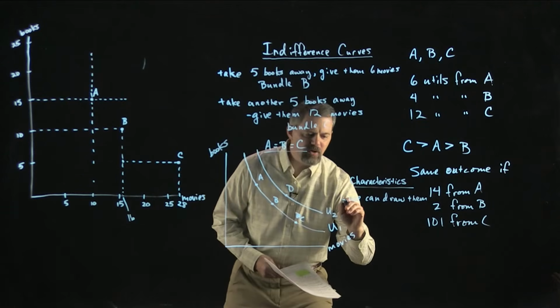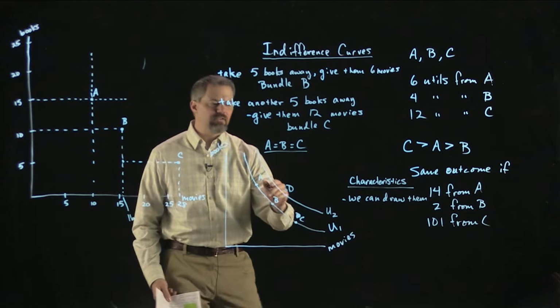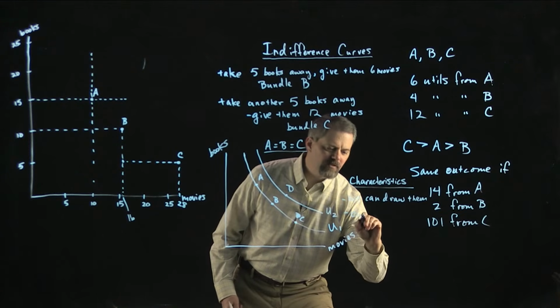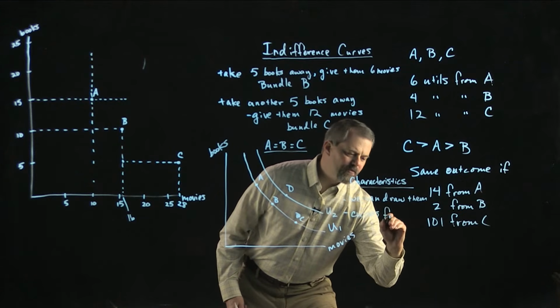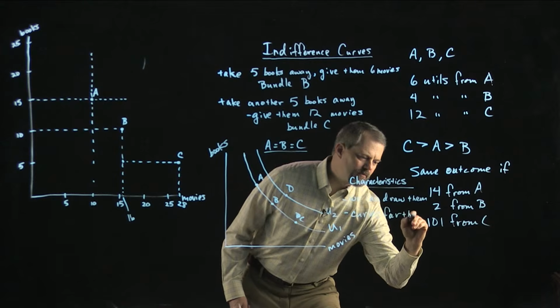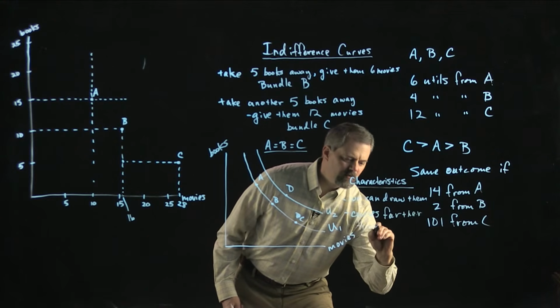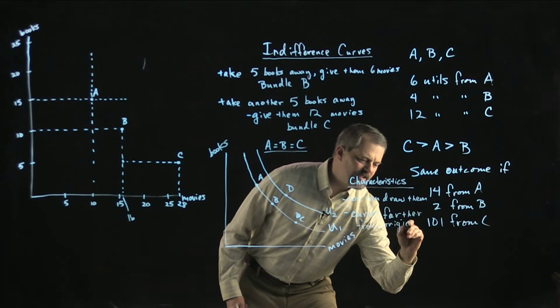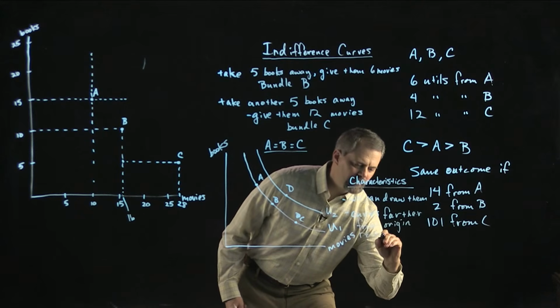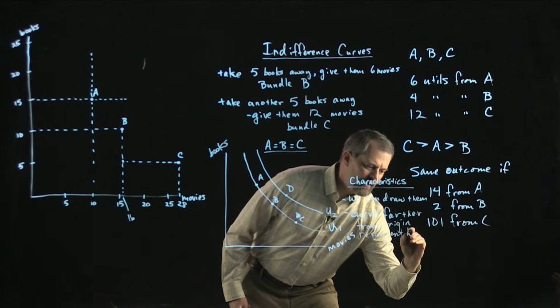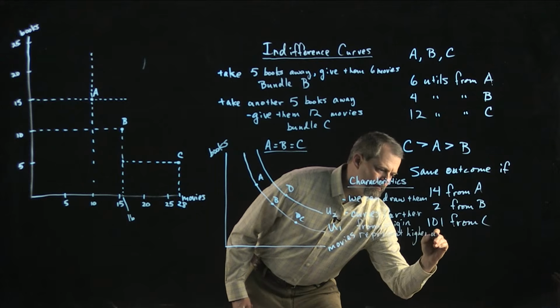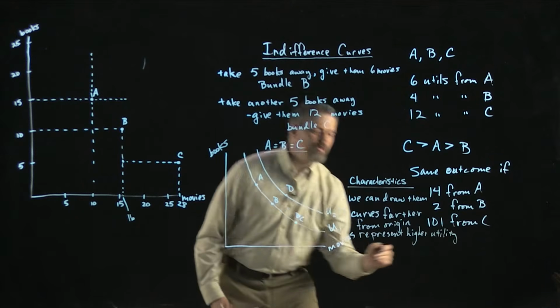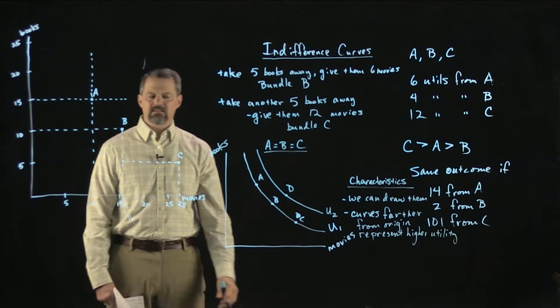Curves farther from the origin represent higher levels of utility. So curves farther from the origin represent higher utility. And this comes from the assumption that we made that more is better than less.